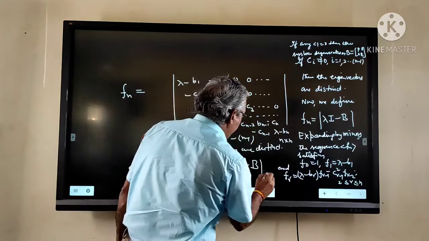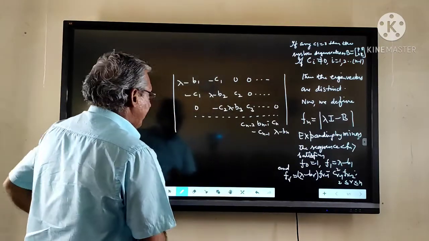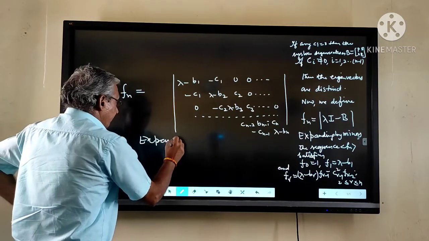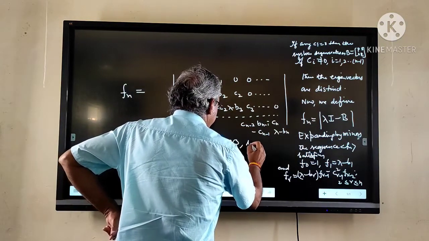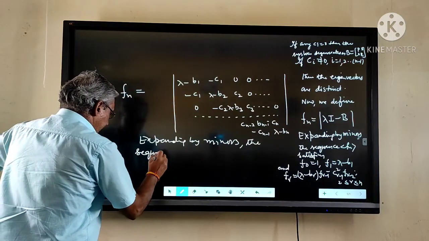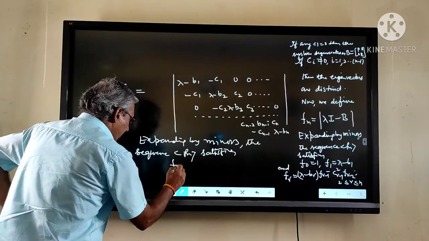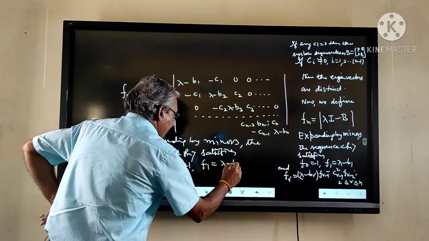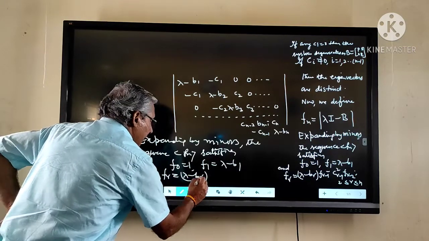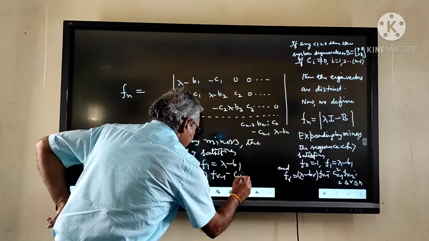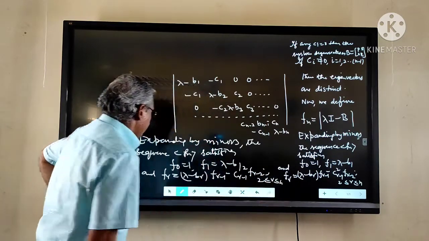After expanding this determinant, the sequence Fn satisfies F0 equals 1, F1 equals lambda minus B1, and Fr equals lambda minus Br times Fr minus 1 minus Cr minus 1 whole square times Fr minus 2, for r greater than or equal to 2.